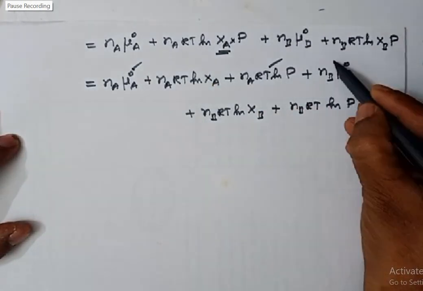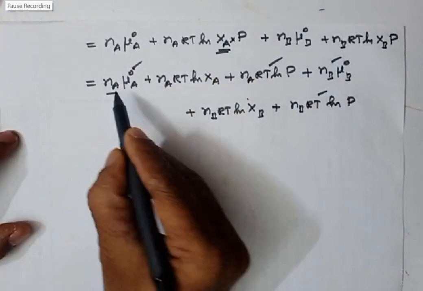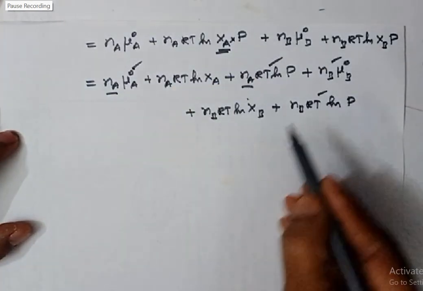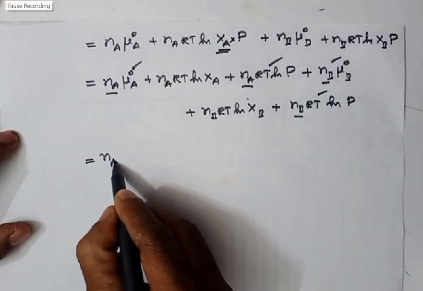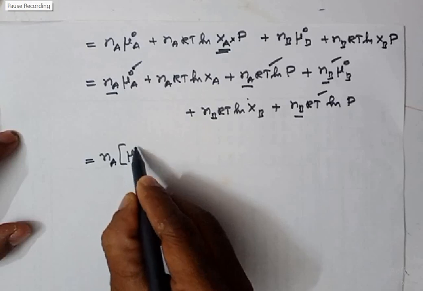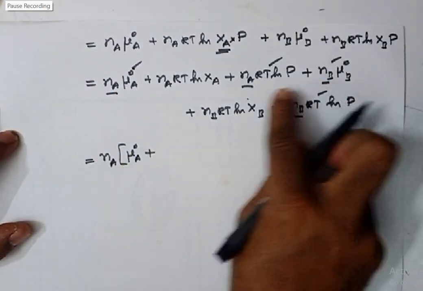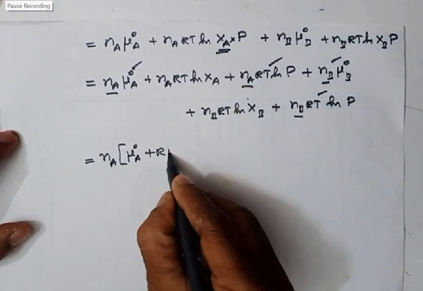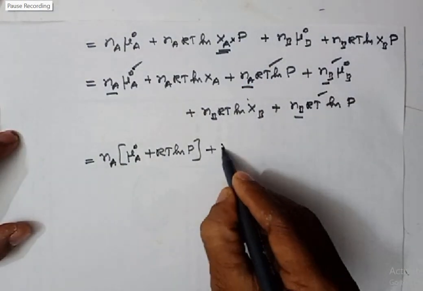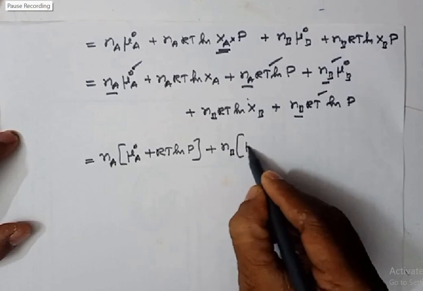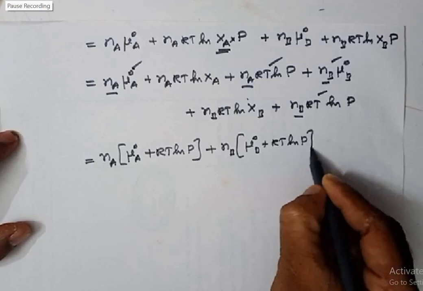this term, and this term. So I have number of moles of A here, number of moles of A here, number of moles of B, number of moles of B here. So let me write this as number of moles of A into mu naught A plus this term RT ln P, then plus number of moles of B into mu naught B plus RT ln P.